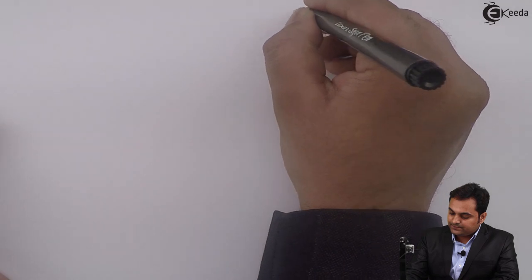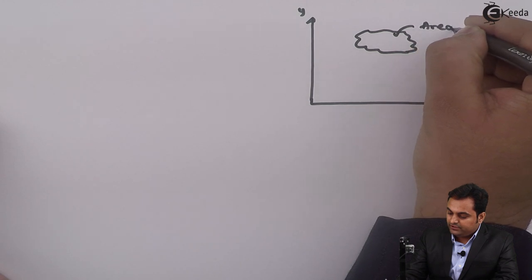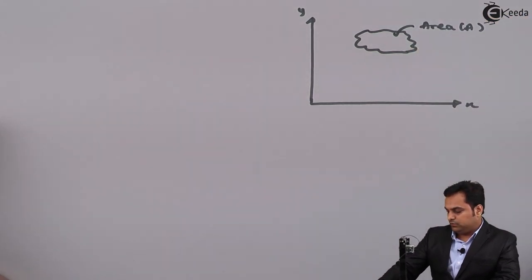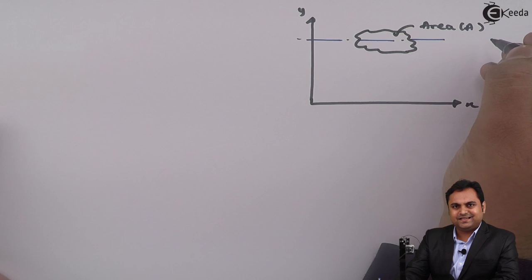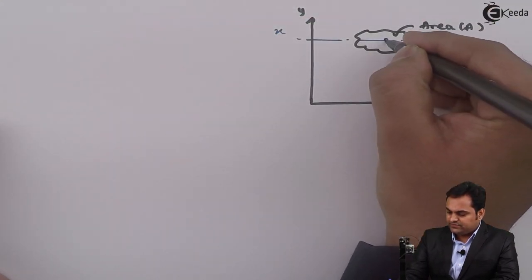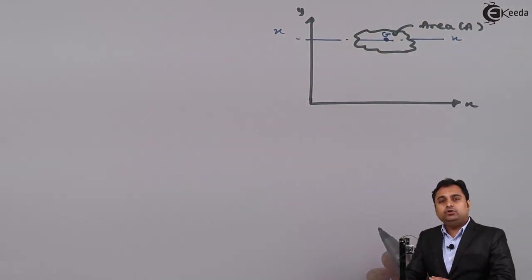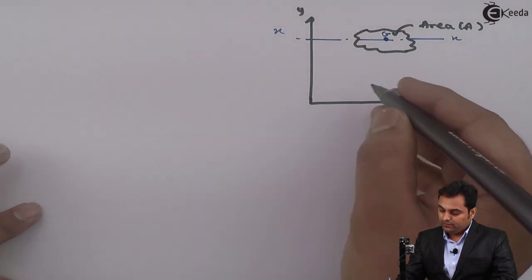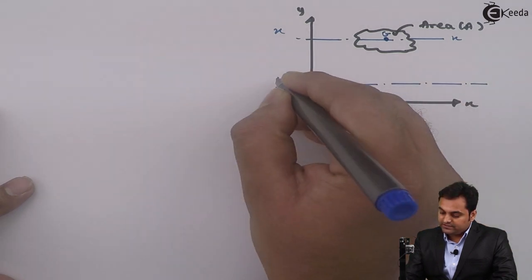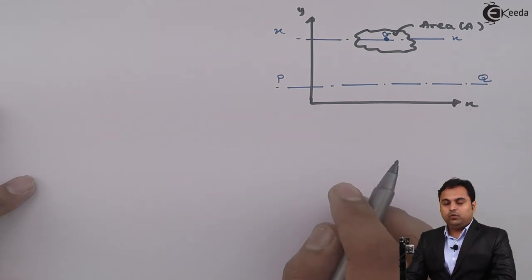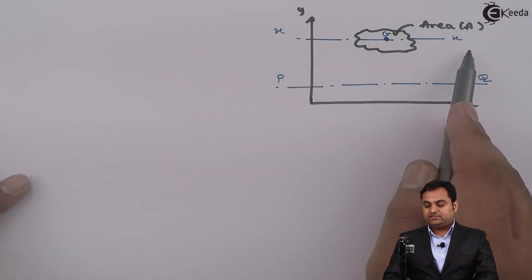Here we have x and y axis. This is the shape of the body having area capital A. Now suppose the centroidal axis, that is here I am drawing the x axis. This is the x axis which is passing through the centroid G, and now I want to calculate moment of inertia about a different axis. I'll call this axis PQ. Now I want to calculate the moment of inertia about axis PQ, not about axis XX.